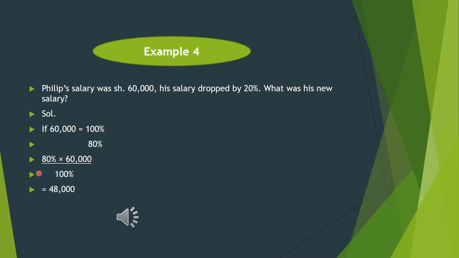Then I cross check. So it will be 80% times 60,000 over 100%. Two zeros with two zeros, they'll cancel. 8 times 6 is 48. So it is 48 with the remaining three zeros, which is equal to 48,000.